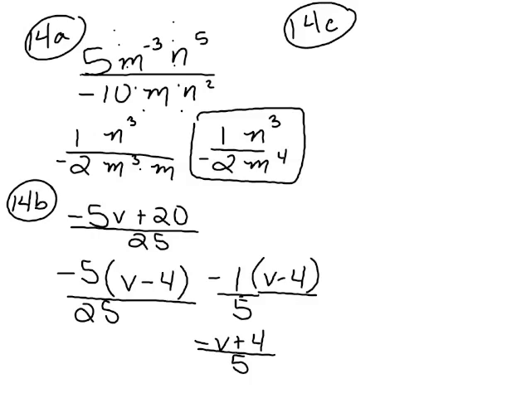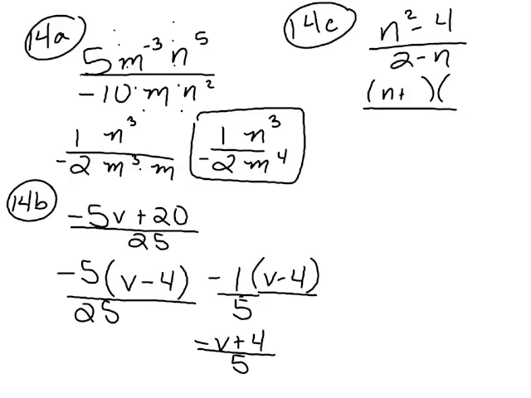14c. n squared minus 4 over 2 minus n. So again, in the wrong order down on the bottom. So on top, perfect squares again. So n plus 2 times n minus 2. And then on the bottom, I really have a negative n plus 2. To cancel, it needs to look like one of those others, so let's pull a negative 1 out. So that would be rewritten as negative 1 times n minus 2.